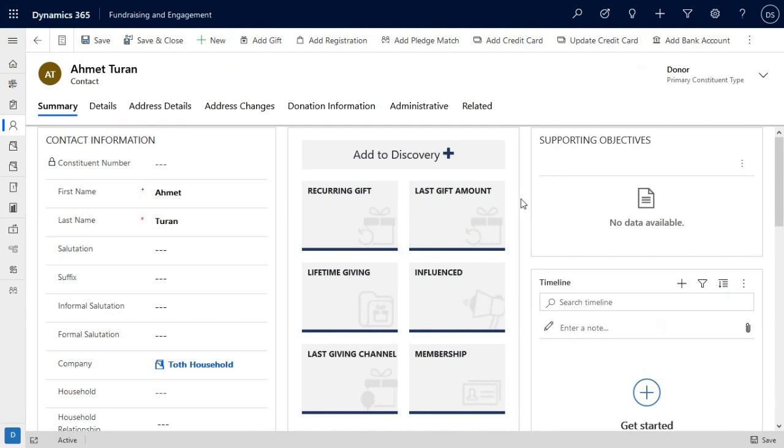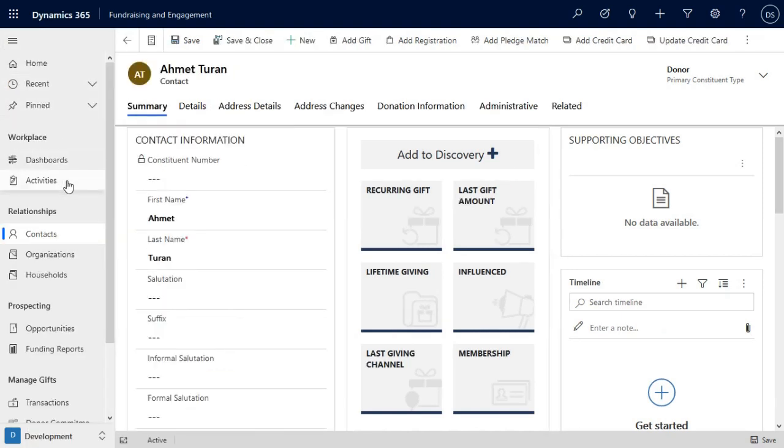So again, I would like to emphasize that it is backed up. Microsoft Dynamics Fundraising and Engagement Solution is backed up with the Microsoft stack development. And by that, I mean that you can leverage Office 365, you can leverage SharePoint, and you can leverage certain other products which are available to enhance the existing features.